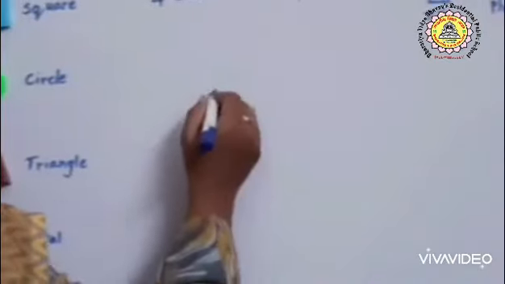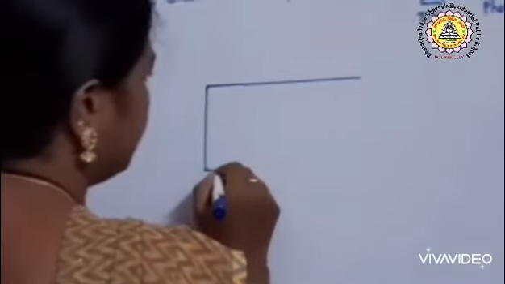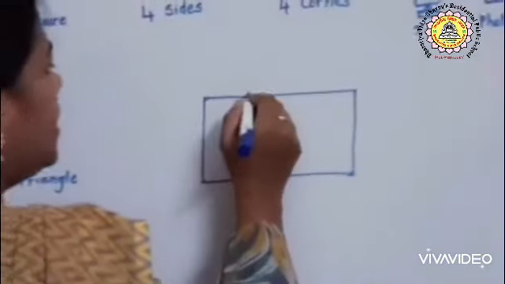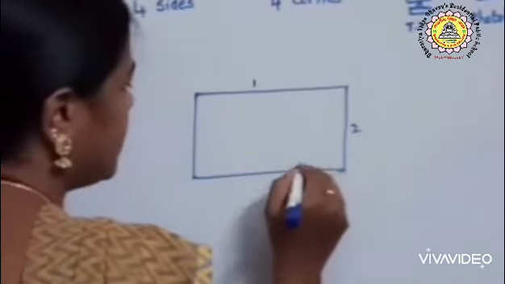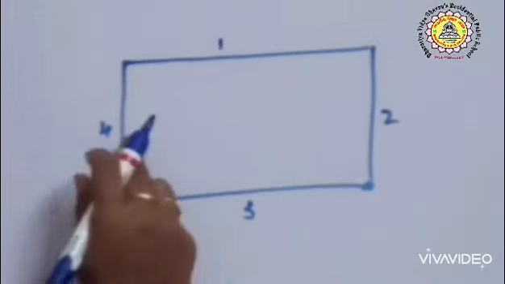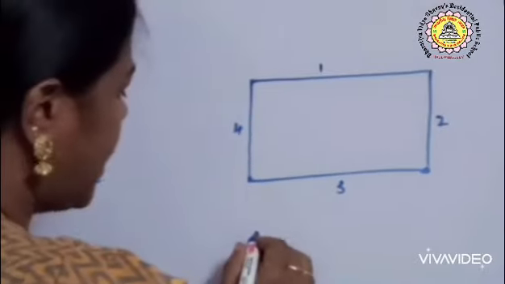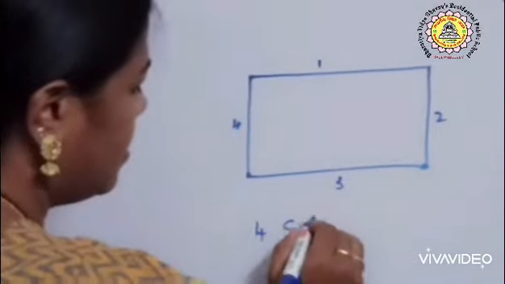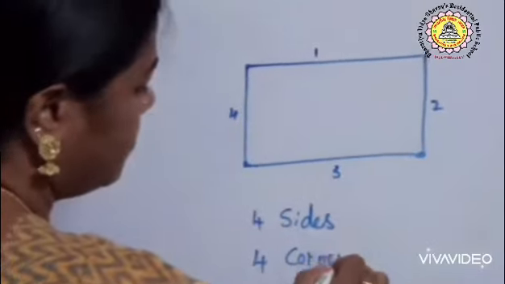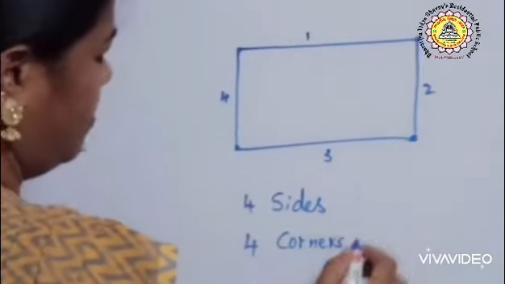Rectangle. It is made of 4 straight lines. It has 4 sides. In the rectangle, opposite sides are equal. A rectangle has 4 sides and 4 corners. 1, 2, 3, 4.